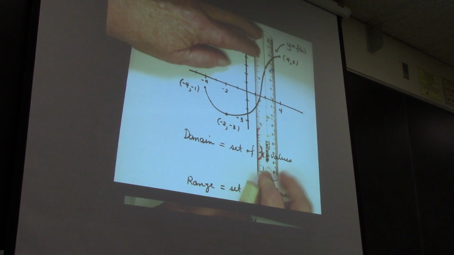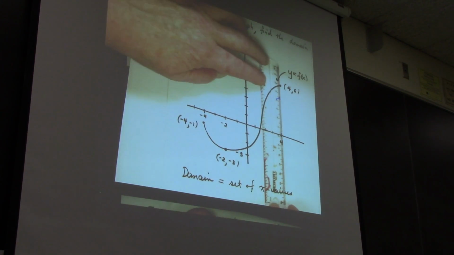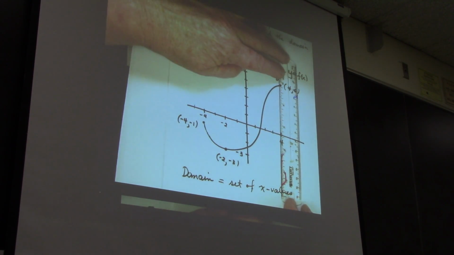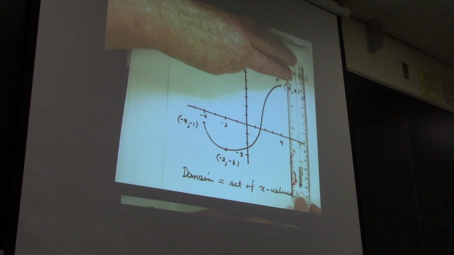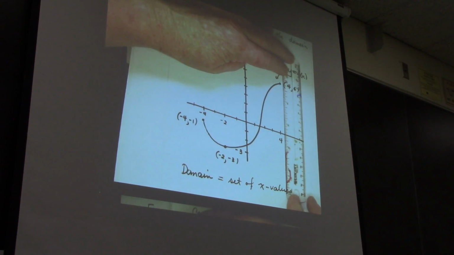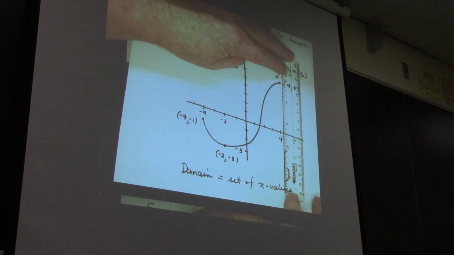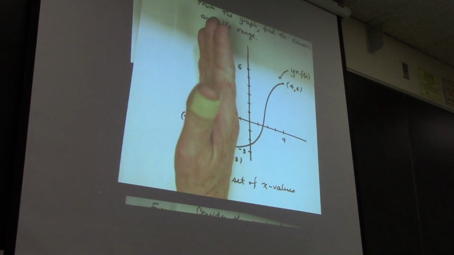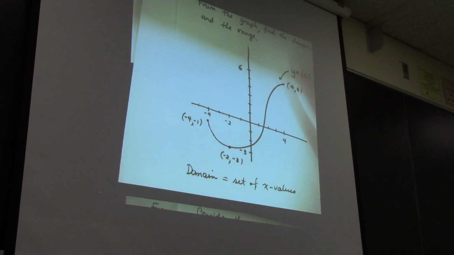Is x equals 1 in the domain? Yes. Is x equals 3 in the domain? Is x equals 4 in the domain? Yeah. Is x equals 5 in the domain? No. Is x equals 4.2 in the domain? No. So the graph starts here and stops there.